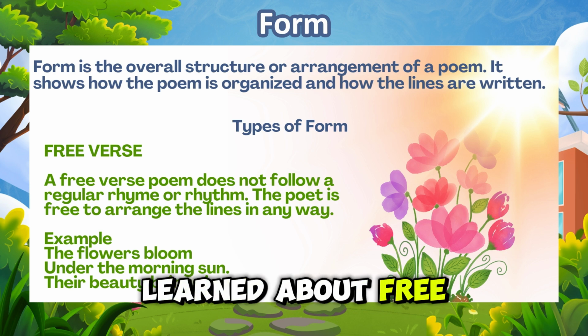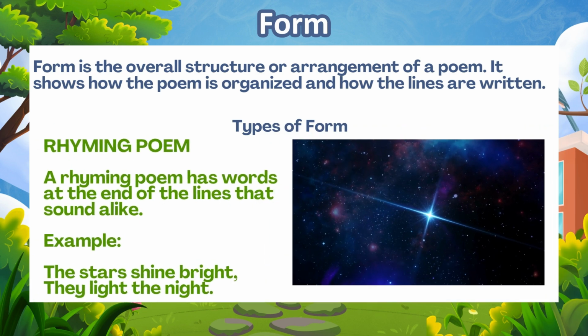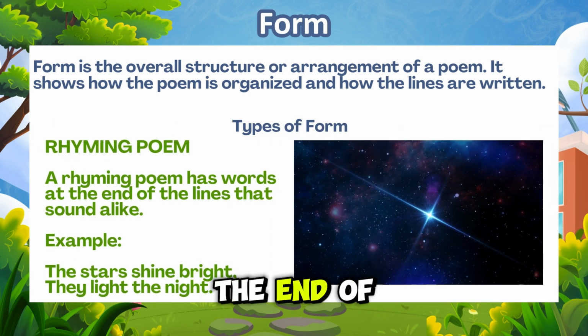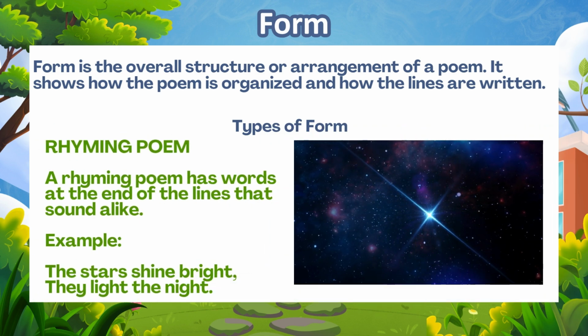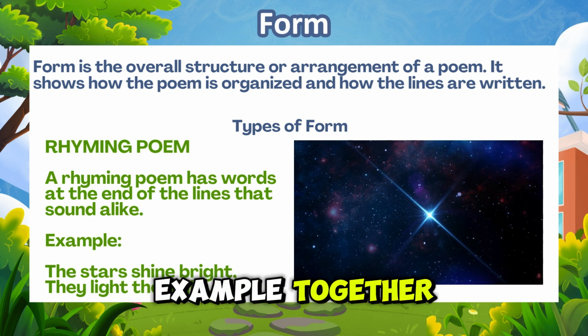Now that we've learned about free verse, let's look at another type of poetic form, the rhyming poem. A rhyming poem has words at the end of its lines that sound alike. These words are called rhyming words. Let's read the example together.